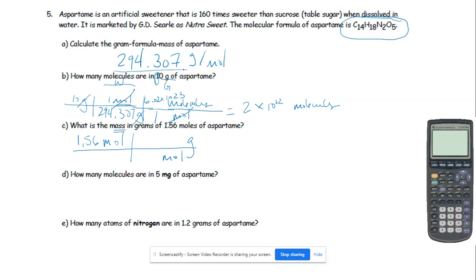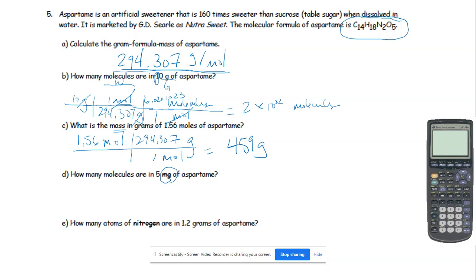Well, we're going back to this answer for part A. There are 294.307 grams in 1 mole. It's 1.56 times 294.307 divided by 1, if you want to be super particular, is 459 grams of aspartame. This next chunk is asking how many molecules in 5 milligrams of aspartame.